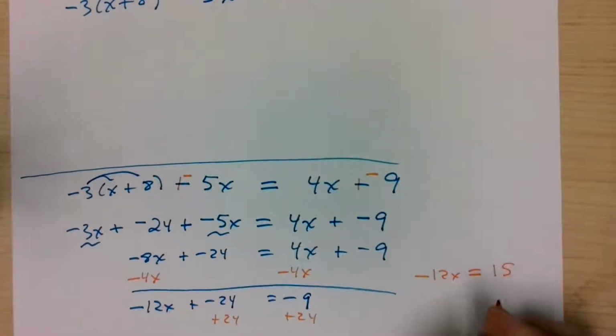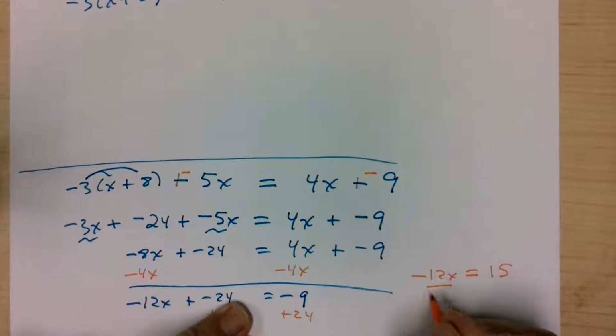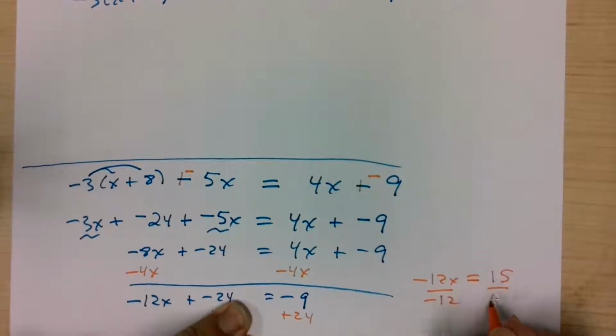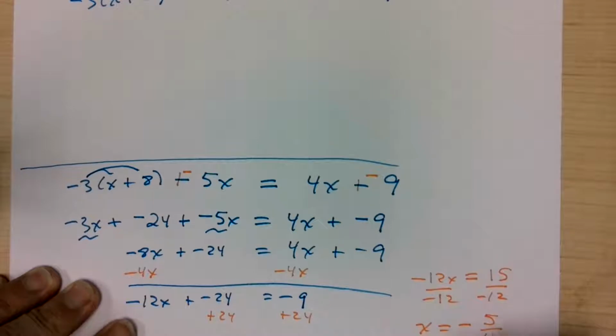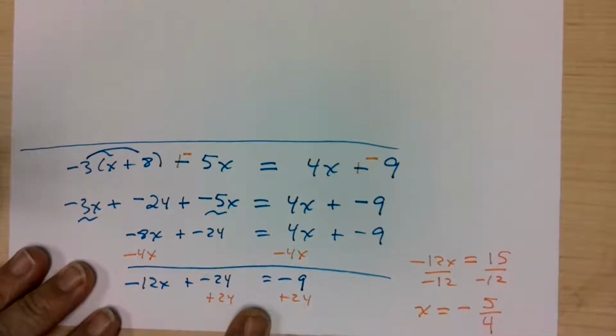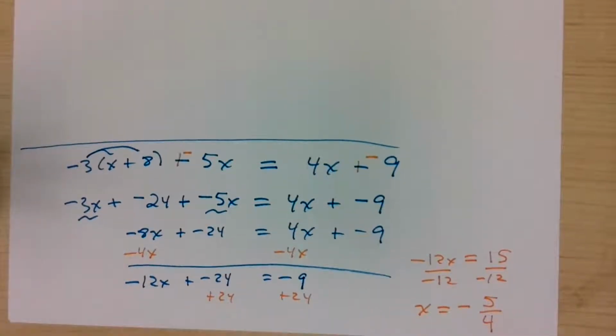Then divide both sides by negative 12. A positive divided by a negative. X is negative 15/12, which is, of course, negative 5/4. So negative 5/4 is my cut point. I'm going to lay out a number line with negative 5/4 in the middle. I'm going to choose points on either side to see which side is going to lead me to true.